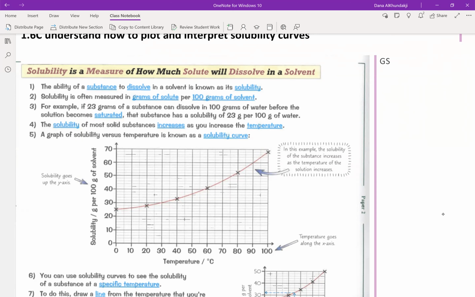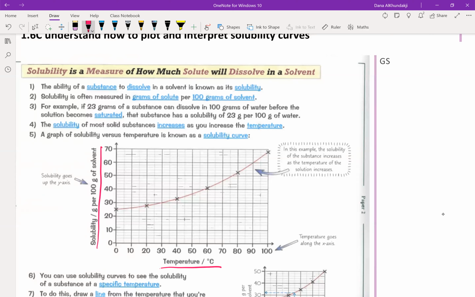So over here, if you have 23 grams of a solute dissolved in 100 grams, so it's basically 0.23 grams of solute per 100 grams of solvent. So it's very important to know the units and focus on the units as we see over here on the axes. Okay, and this is a plot of the solubility according to temperature.